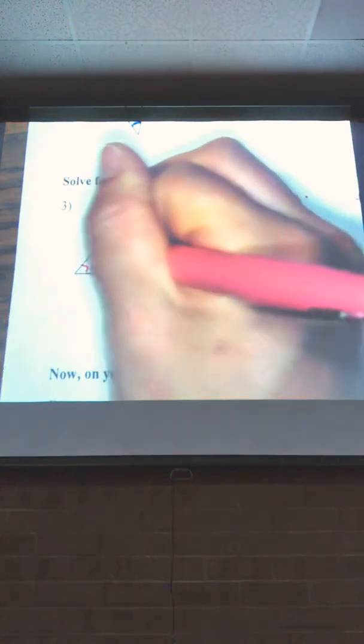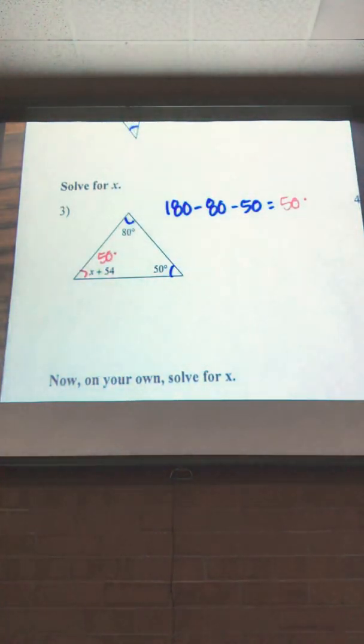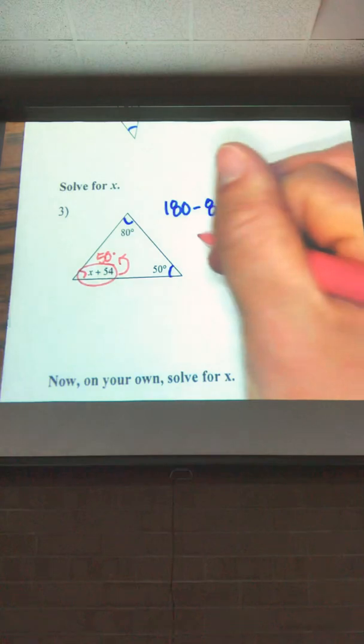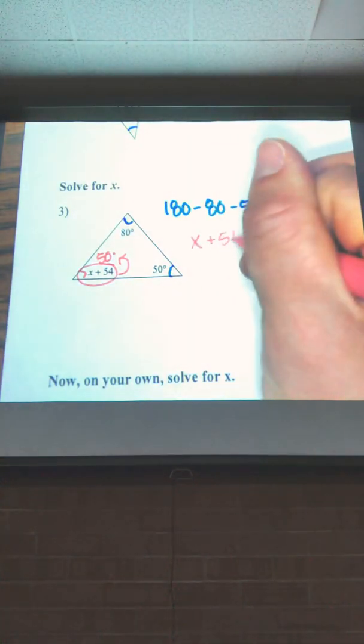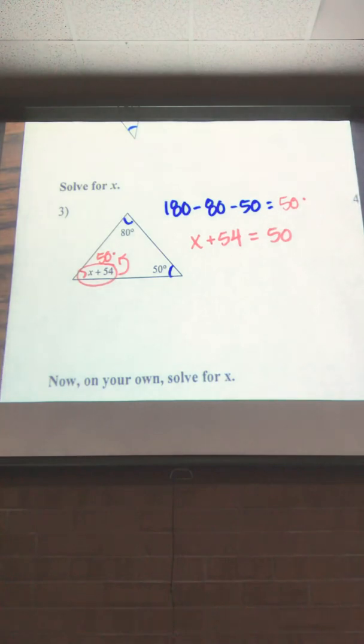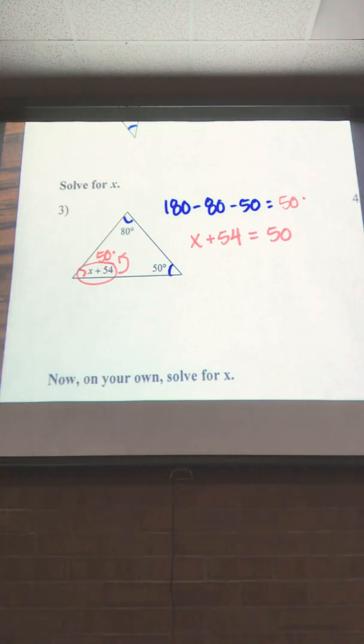Okay, but that is not our answer yet. We know that that third angle is 50, but we're now solving for x. So we take the equation that it gives us, x plus 54, and we set it equal to what we found. X plus 54 equals 50. Okay, so now we can go ahead and solve our equation.